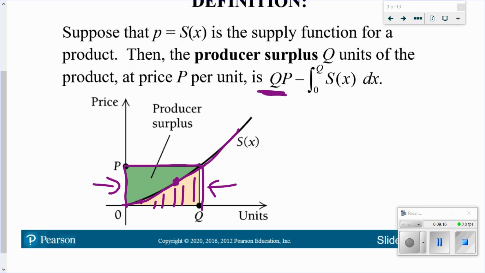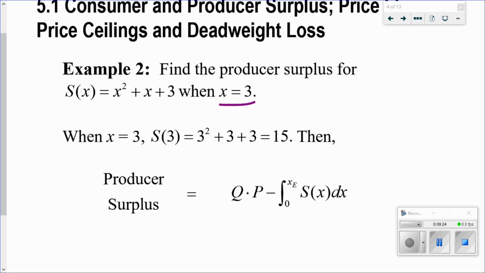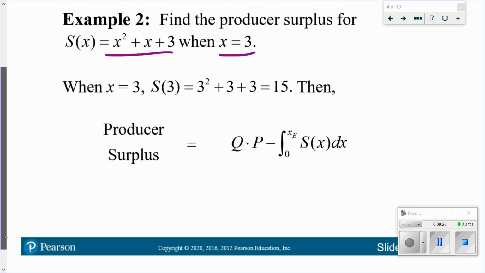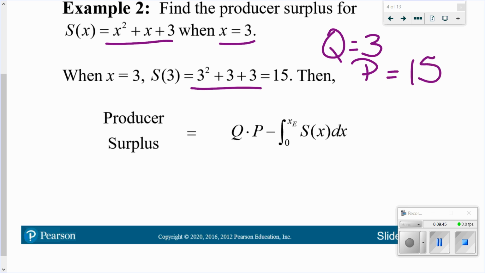Okay, so let's see if we can do an example real quick. All right, so again, we have a quantity of 3. We have this as our supply function. So our producer surplus. Now, first thing is we have our quantity, which is 3. We need our price. So in order to get the price, we put the quantity into the supply function, and we get that the price is $15. Okay, we need that to make our rectangle. So the rectangle comes first.